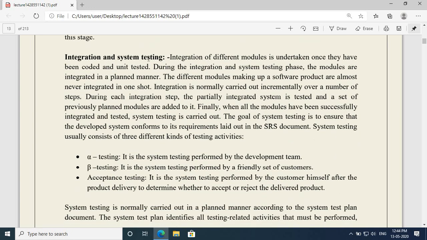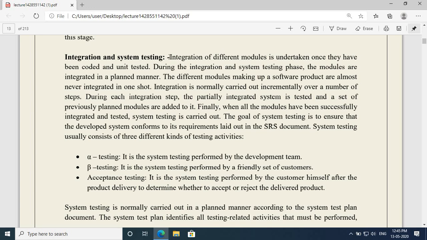Next phase is known as integration and system testing. In the unit testing phase, all the modules that are developed must be unit tested. Unit tested means they are separately tested. After being separately tested, all the modules can be integrated together. Integrated together means all the modules must be combined to develop a full-fledged model. This is the aim of integration testing.